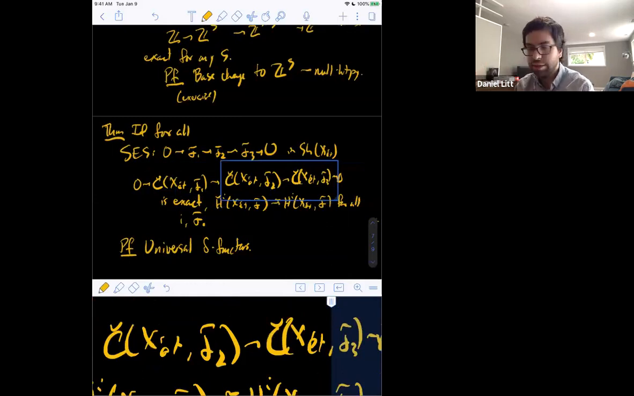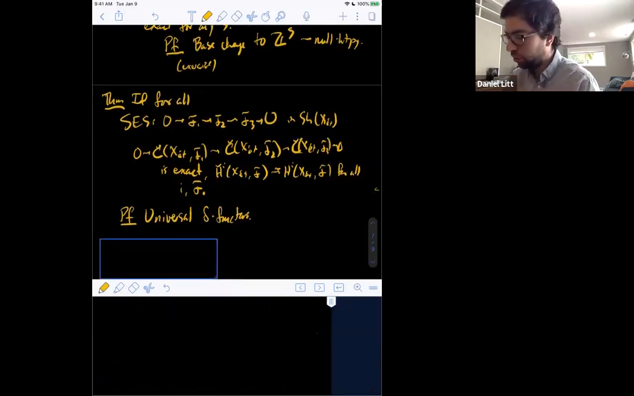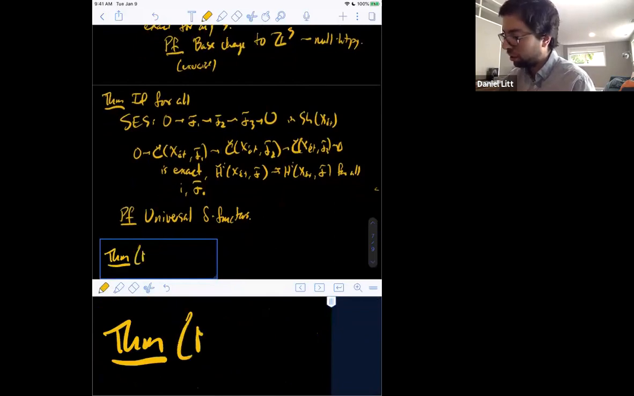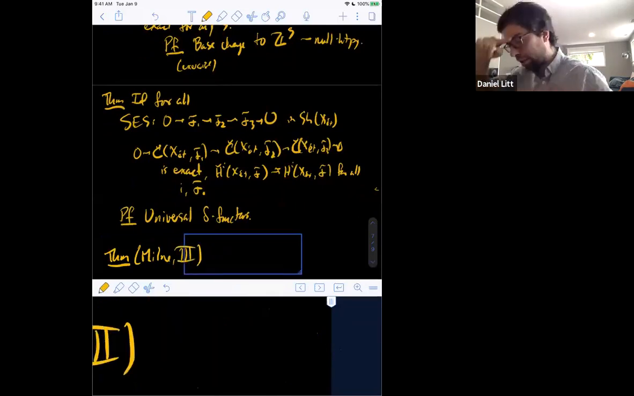Okay, and the problem is that this sequence of complexes is not in general exact. It's always left exact, that's not too hard to see. It's not always right exact. And the theorem, which I won't actually prove, but if you want to read it, you can look in Milne, section 3. And I'll give you a lot of consequences of this.